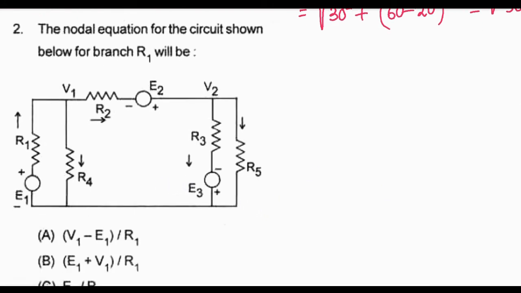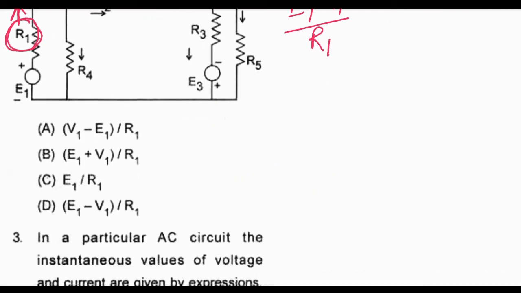Next question is the nodal equation for the circuit shown below for the branch R1. Here is the R1, and what is the nodal equation? Current is flowing in this direction. So what will be the nodal equation? Nodal equation will be E1 minus V1 by R1. This is the current, E1 minus V1 by R1. So option D is the correct answer.